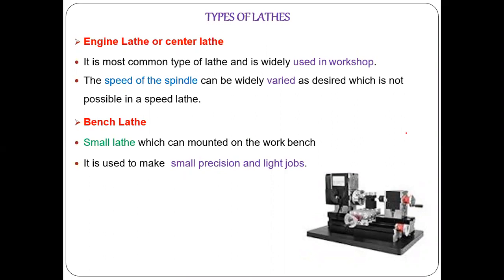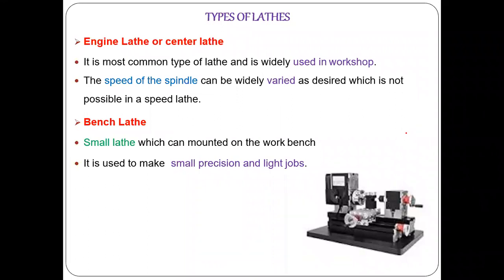Whatever engine lathes you have seen previously, and whatever lathes are in your machine shop, are normally mounted on the ground, because the lathes are bigger in size. If the same kind of lathe is small in size, what do we do? If you keep it on the ground, its size is less than half a meter, so it is very difficult for the operator to operate. That's why we keep these small lathes on benches. Benches are already about 3 feet high, and on that you keep this 1 foot or 1.5 feet high lathe. So this small lathe is called a bench lathe.